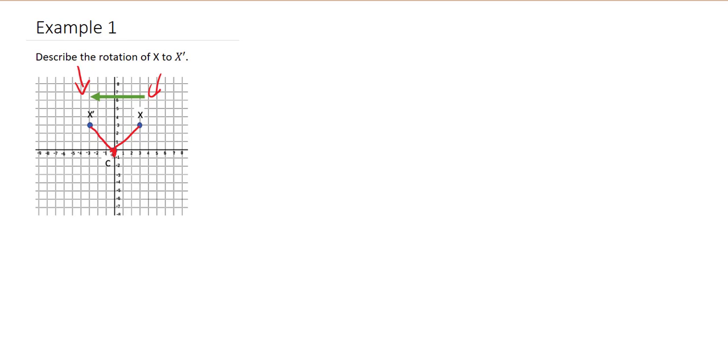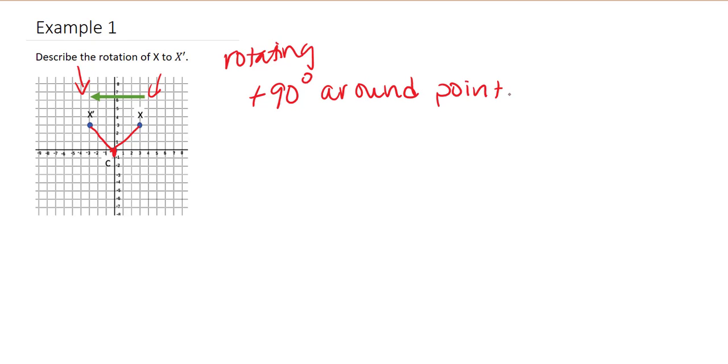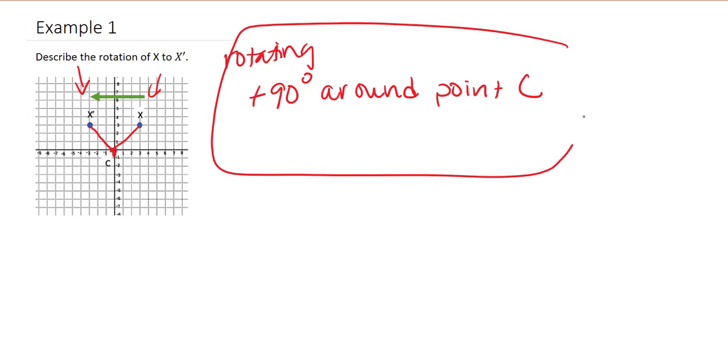So that looks like it's a 90-degree rotation, and it's positive because we went counterclockwise. So the rotation would be, we're rotating a positive 90 degrees around point C. So that's how we could describe that.